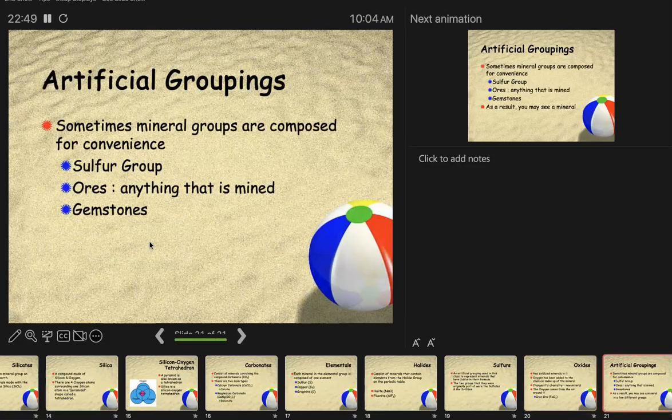So I kind of went rogue a couple minutes ago, got ahead of my slides, and I started talking about artificial groupings. Generally speaking, we don't use them in here. They're too generic. One exception to that, of course, is the sulfur group. The sulfur group.